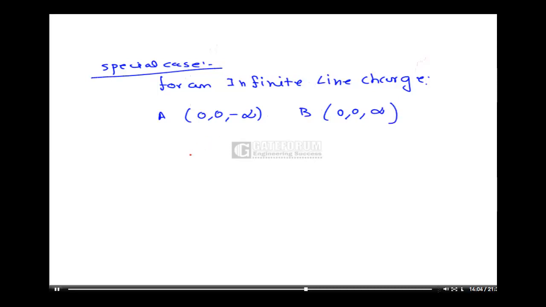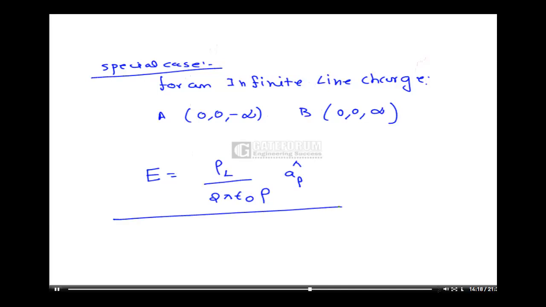If you substitute this value, if you calculate for infinite line charge, the electric field intensity is given by rho L by 2 pi epsilon naught rho a rho cap. So this is the electric field intensity due to an infinite line charge. This formula is very, very important. The electric field intensity due to an infinite line charge is given by rho L by 2 pi epsilon naught rho a rho.